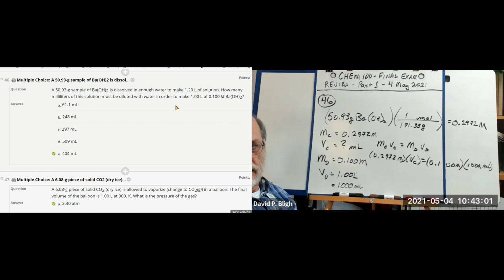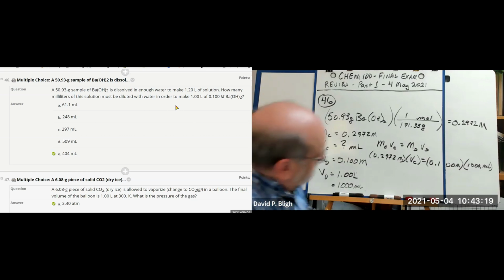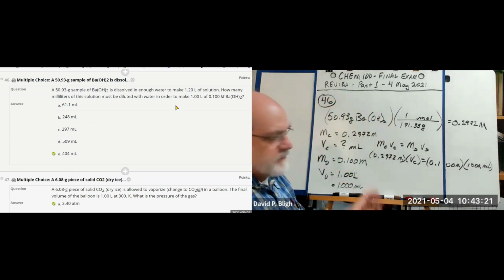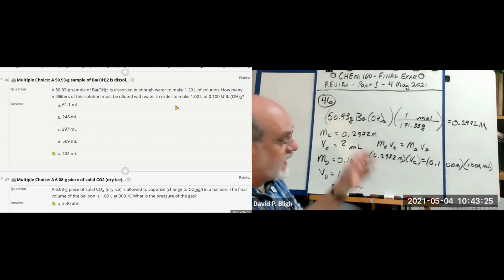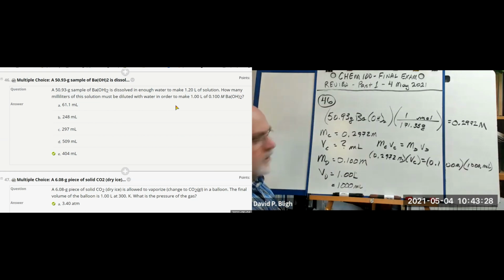Hold on a second. I may have made a mistake. Let's read the question again. How many milliliters of this solution must be diluted with water in order to make? Yeah, that's right. Let me check my calculations. Because if I'm right, then the answers there are wrong. But if that's right, then I made a mistake. So 50.93 grams, yeah. How about that one? Did I do that calculation right?